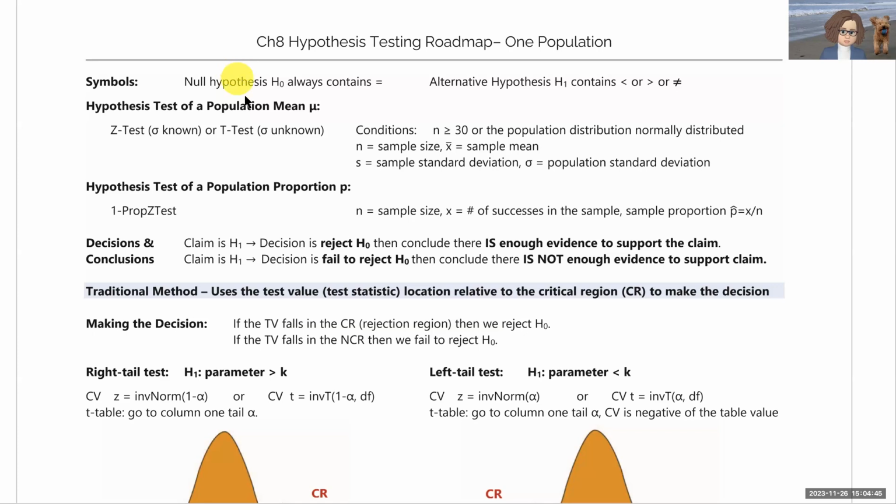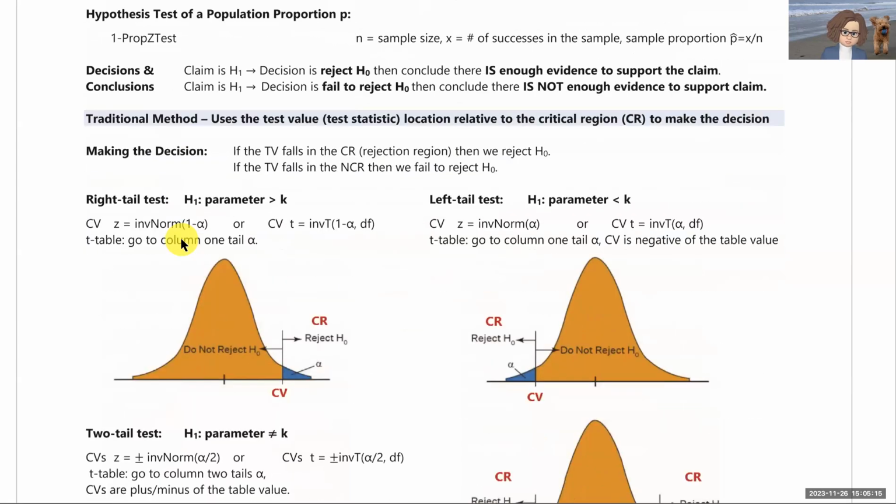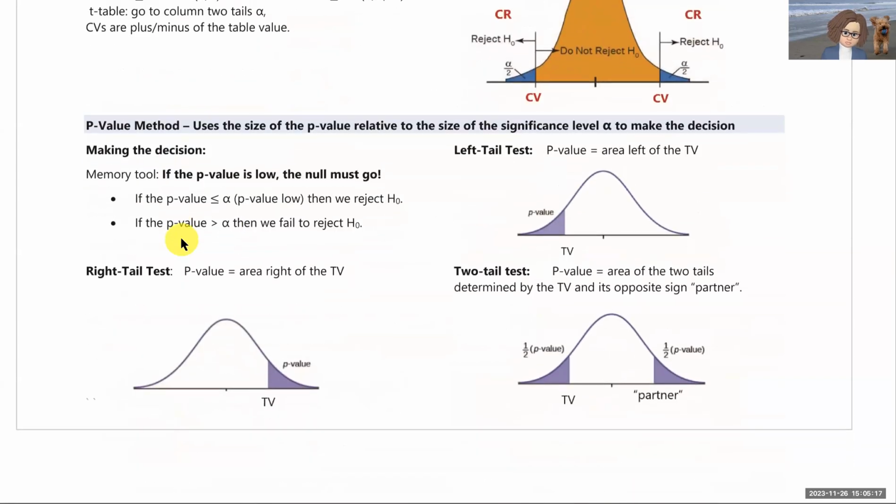So we'll be conducting hypothesis tests of a population mean mu or a population proportion p. And regardless of the method that we use, traditional method or p-value method, the writing of the conclusion will be the same based on your decision. So we have the traditional method, which uses the test value or test statistic location relative to the critical region to make the decision of the test. And then we also have alternatively the p-value method of hypothesis testing, which uses the size of the p-value relative to the size of the significance level alpha to make the decision of the test.